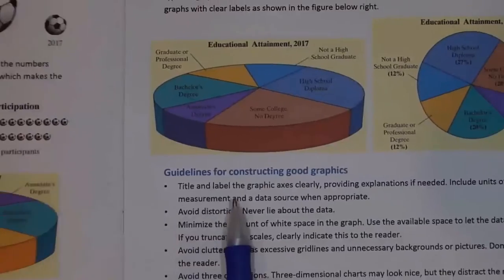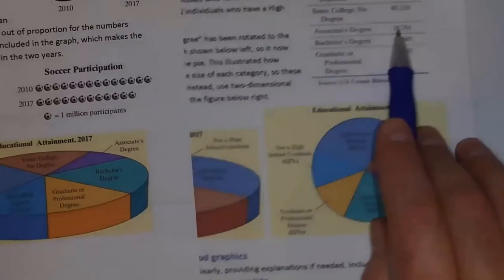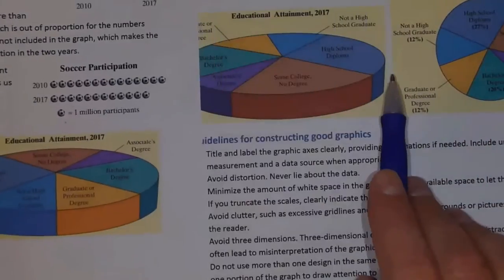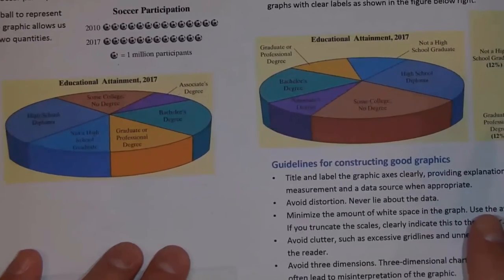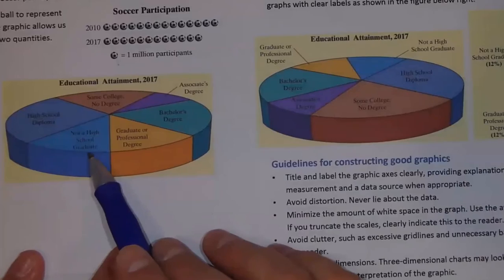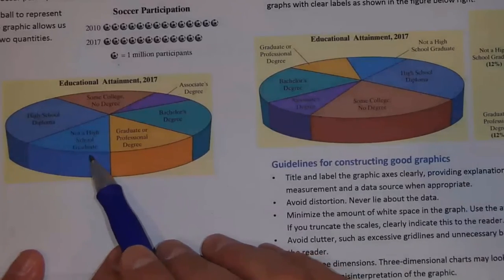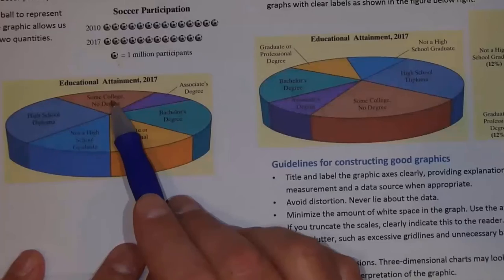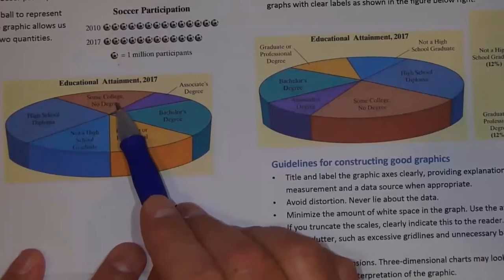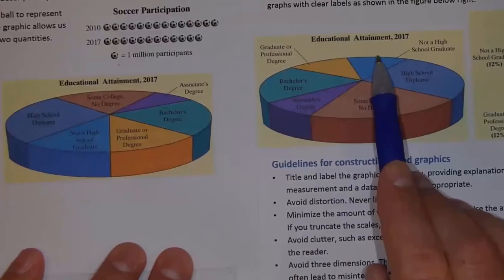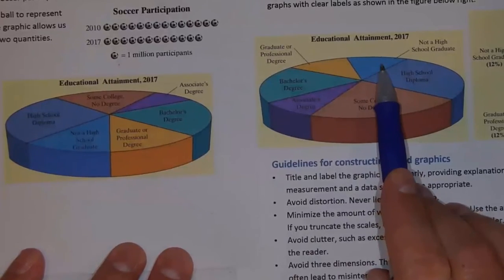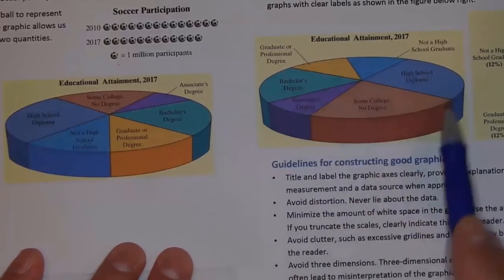If I take this same data, which incidentally I've included right here, and if I just rotate the graph, take a look at these two. I'm going to put them side by side here. So we have not a high school graduate right here in front, and we have some college, no degree in the back here. Now, all I've done is rotated the graph so that some college, no degree is now in front, and not a high school graduate is here in the back. It's the same data, I just rotated it.